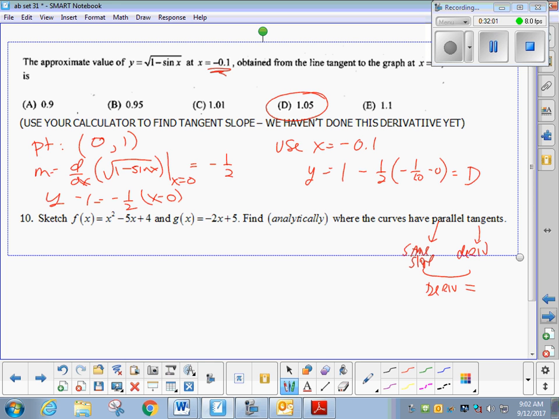So take their derivatives. Where is f prime equal to g prime? The derivative of f is 2x minus 5. The derivative of g is negative 2. So you get that this happens at an x of 3/2. Yes?